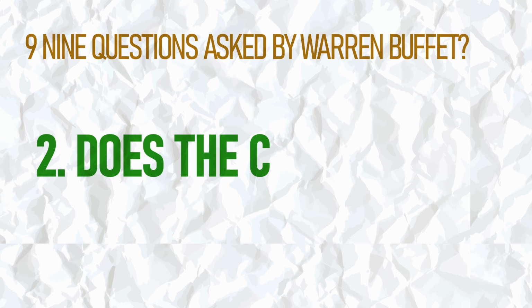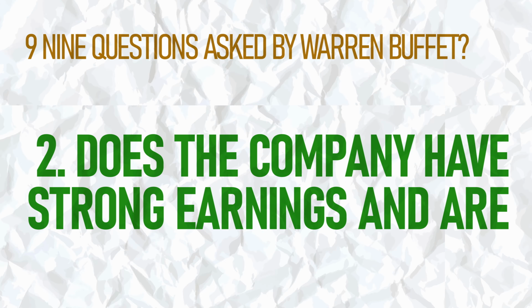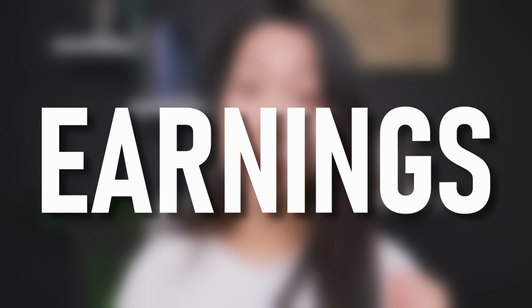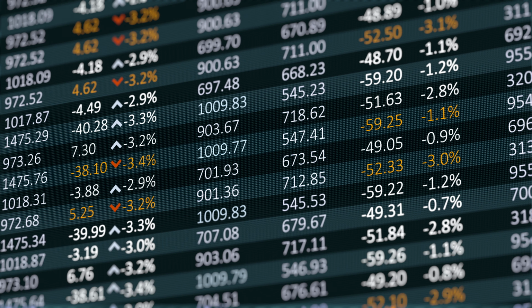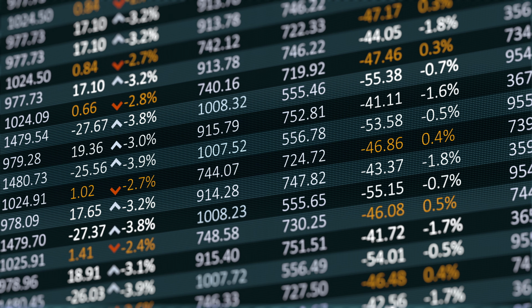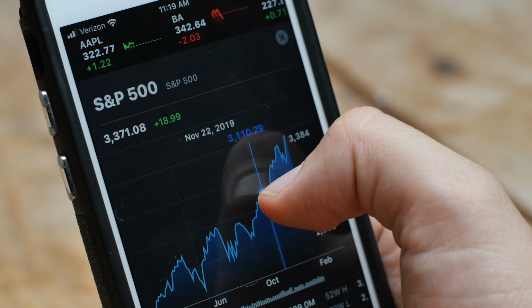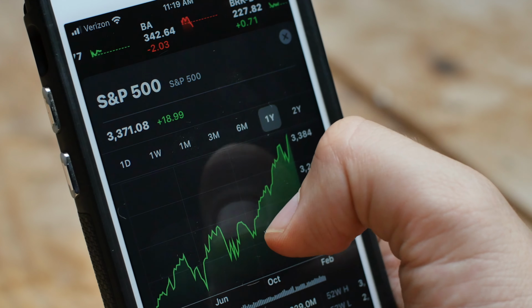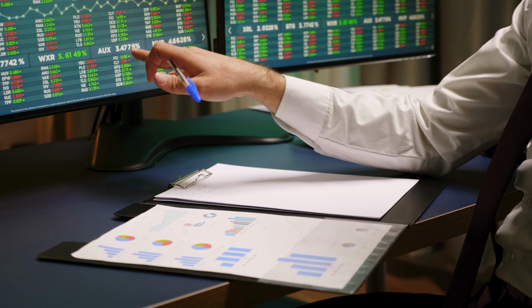The second question Buffett would ask is, does the company have strong earnings? And more importantly, is it trending upward? Let me ask you, if there's one core factor that drives the stock price, only one, what would that be? The future expected growth in earnings. The stock market is looking into the future, not now. If a company can generate more net income due to its excellent business model, the stock price will go upward.